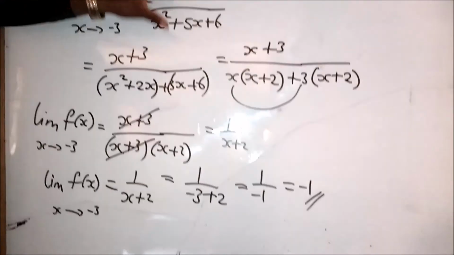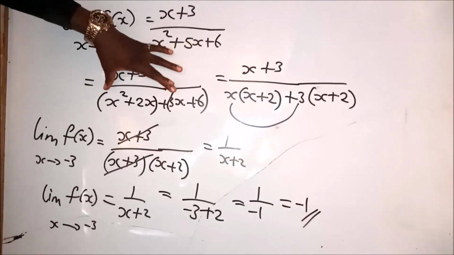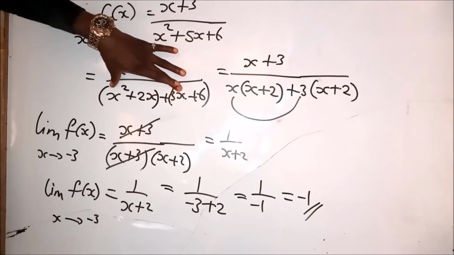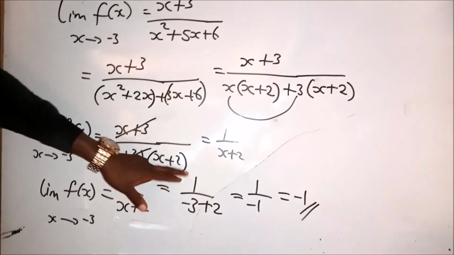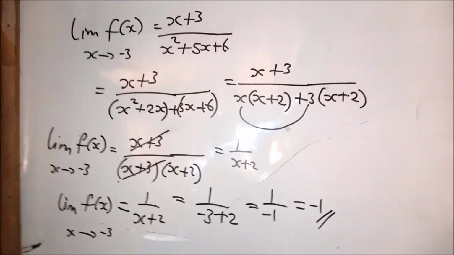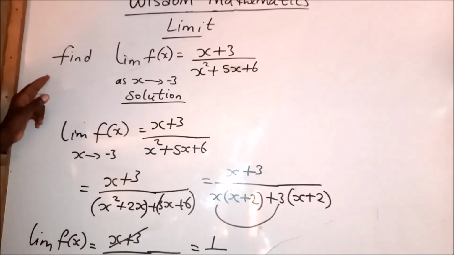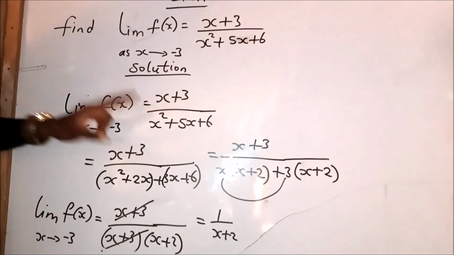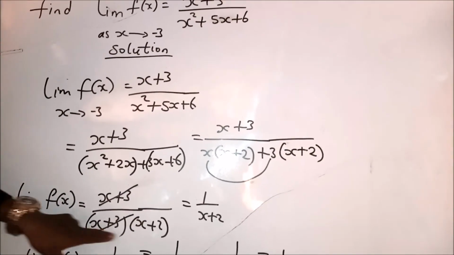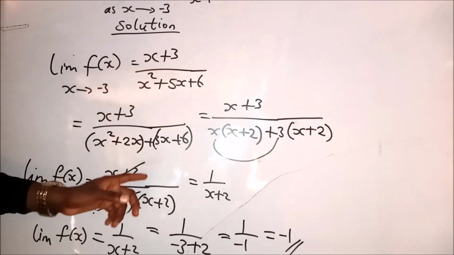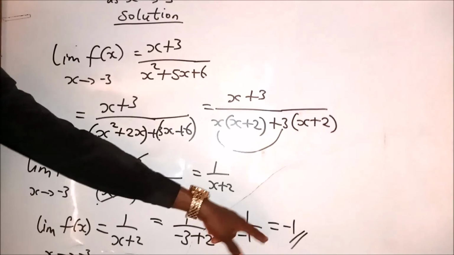So go through this very well. From this point to this point is just solving a quadratic expression by factorization, to get these two factors. Then you can visit our channel, Wisdom Mathematics channel, to see the questions we have solved using the factorization method, so that you will learn how we can get this x plus 3 and x plus 2 from that particular episode. Then putting it here, we now understand this to the fullest.